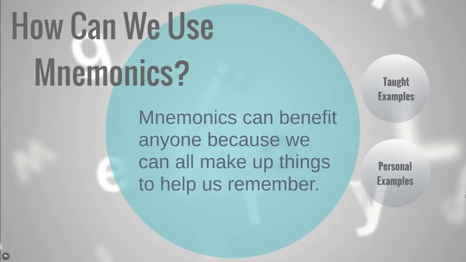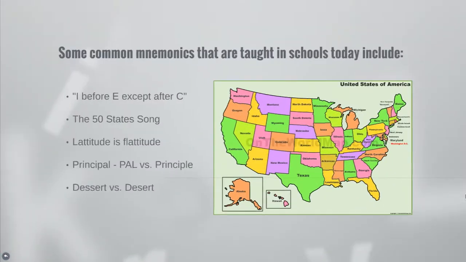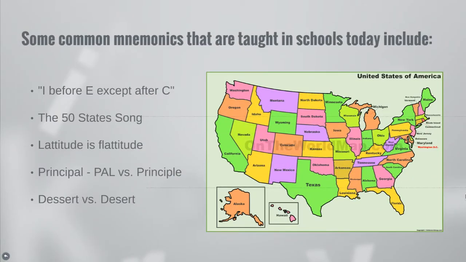Mnemonics can benefit anybody because we can all make up things to help us remember. Things we're taught in school include I before E except after C, the 50 State song. My geography teacher told me that latitude is flatitude. Principal, as in the person at the school, ends in pal because they're your friend. And I was always told that dessert has 2 S's because you want 2 helpings. So that's how you know dessert versus desert.